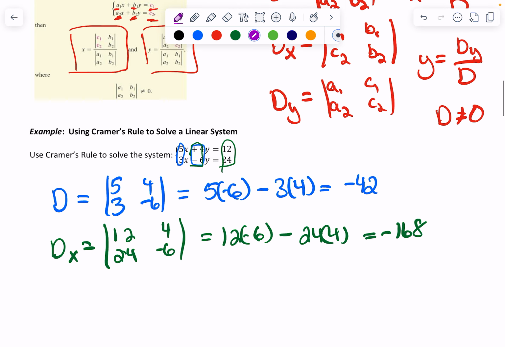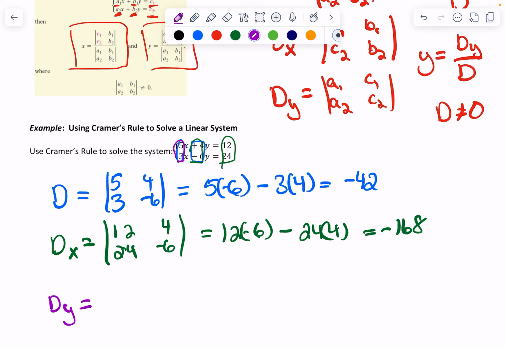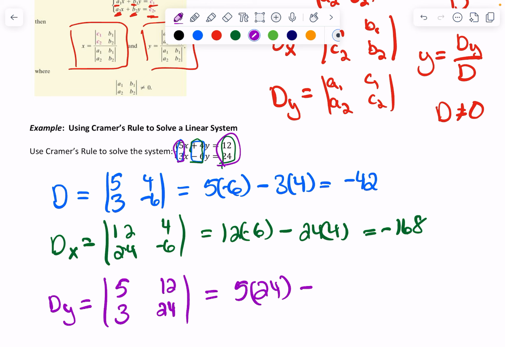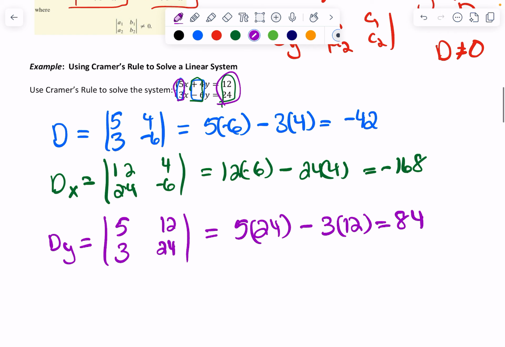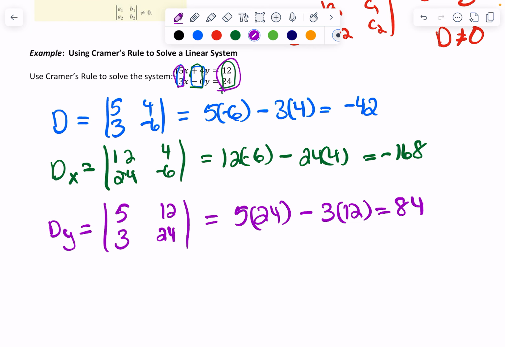Okay, let's do d sub y here. For d sub y, we're going to do the coefficients of x, 5, 3 on the first column, and then the constants, 12 and 24, on the second. So 5 times 24 minus 3 times 12, which ends up being 84. Okay, now we can calculate x and y.